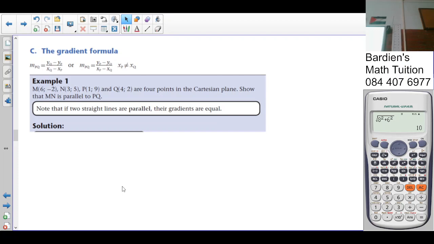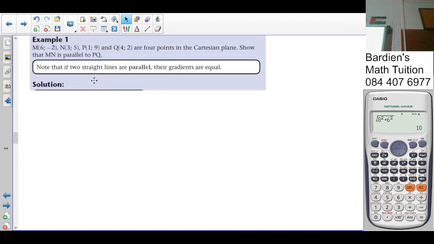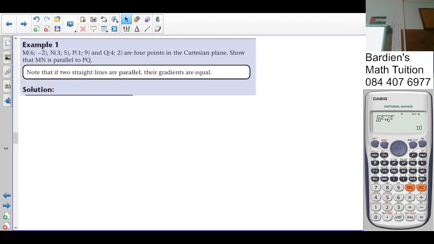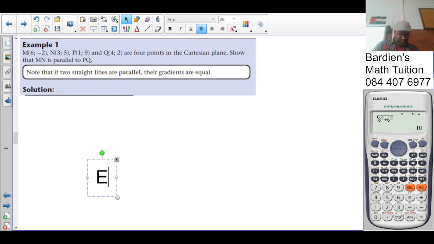So the gradient formula: the gradient of MQ is equal to yP minus yQ over xP minus xQ, or y2 minus y1 over x2 minus x1, or yQ minus yP over xQ minus xP. All the gradients are the same. In example 1, which is on page 86.